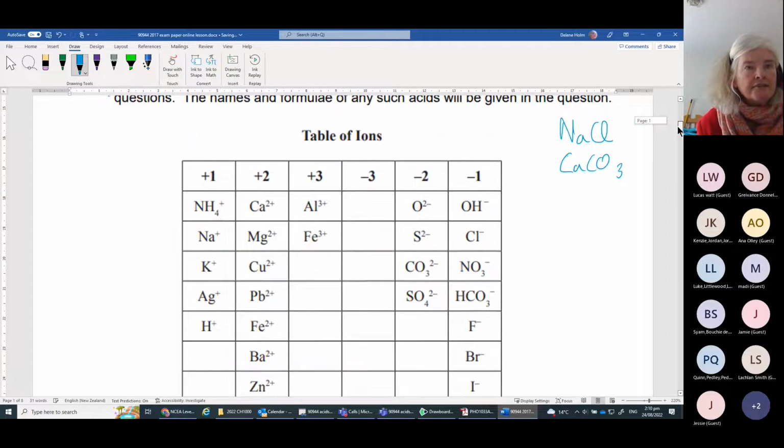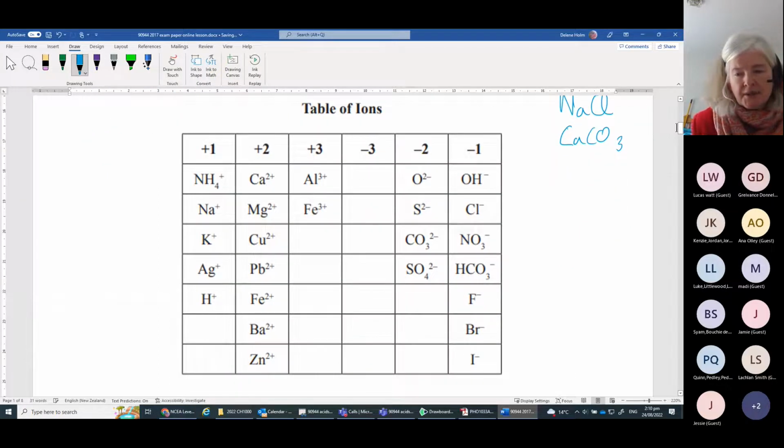Now you are given a table of ions, so please make sure you use it. You may think you know sulfate is SO4 2-, but just to double check it, unless you're absolutely sure, I would make sure that the resource booklet is open next to me while I'm answering the questions, and I double check.